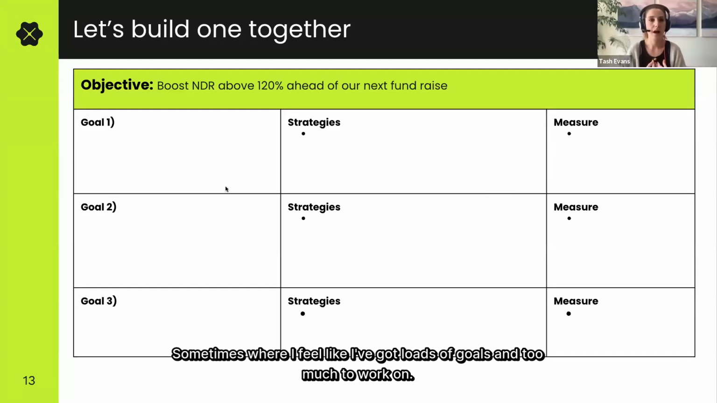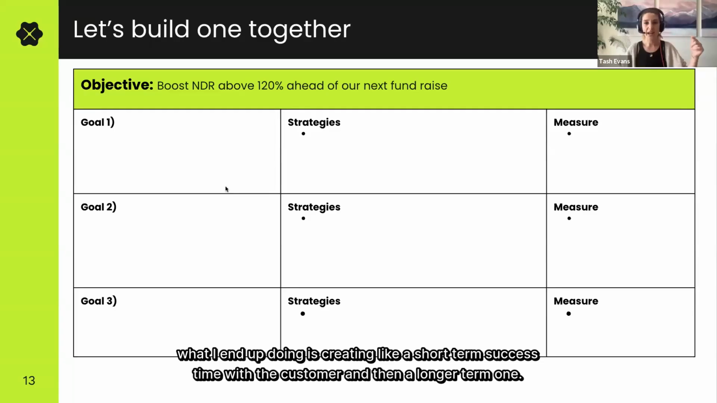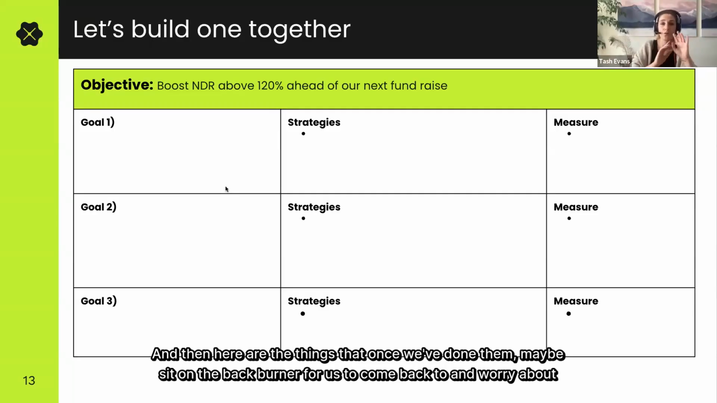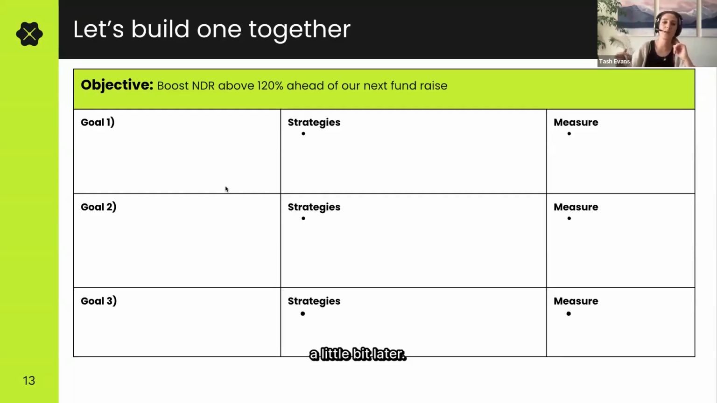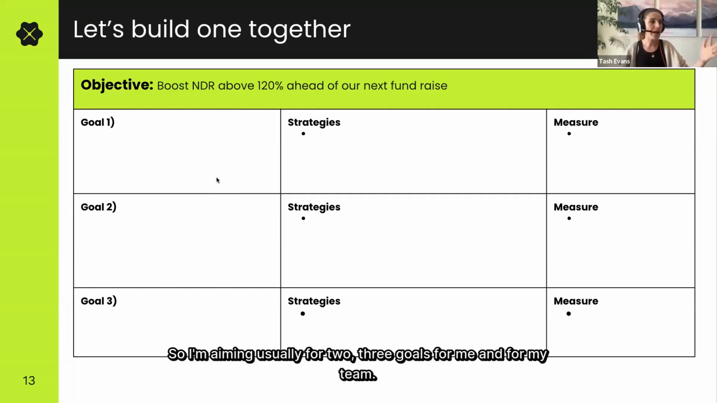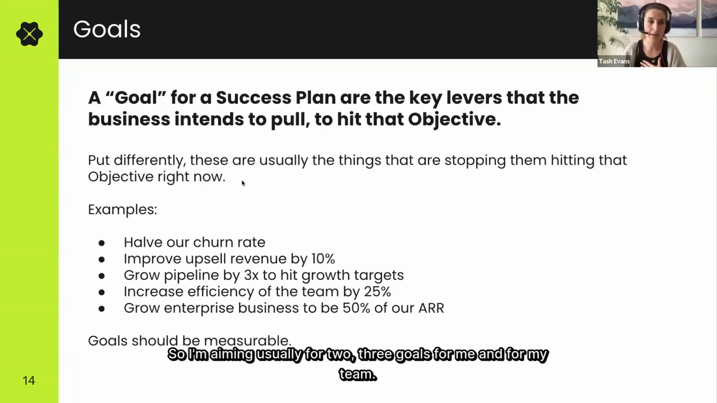Sometimes where I feel like I've got loads of goals and too much to work on, what I end up doing is creating like a short-term success plan with the customer and then a longer term one. So like, here's our prioritized list of things that we're going to focus on right now. And then here are the things that once we've done them, maybe sit on the back burner for us to come back to and worry about a little bit later. Because you can only do so much in one go. So I'm aiming usually for 2-3 goals for me and for my team.